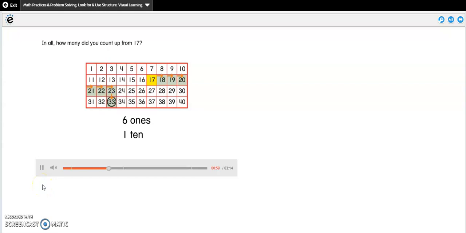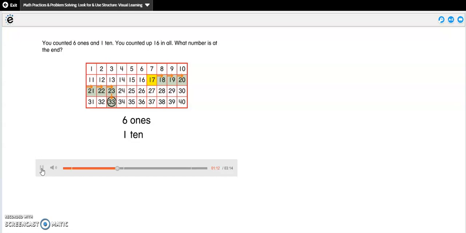In all, how many did you count up from 17? Okay, so this is a harder question. So we need to count the ones, then we need to add 10 onto the end. So we said there were 6 ones. What is 6 plus 10? We were working on that last unit. What is 1 ten and 6 ones? That's right, it's 16. You counted 6 ones and 1 ten. You counted up 16 in all.